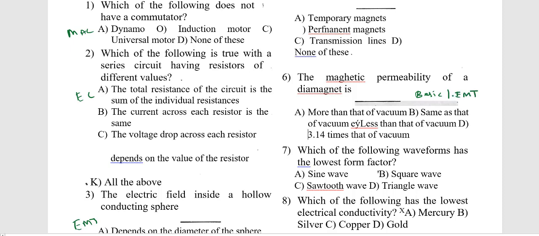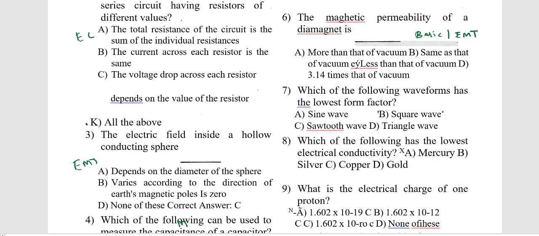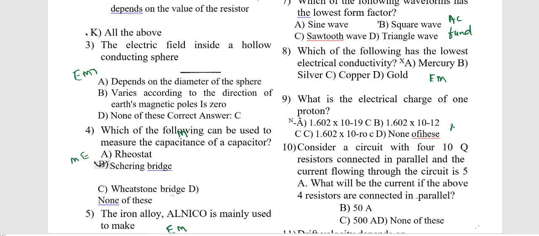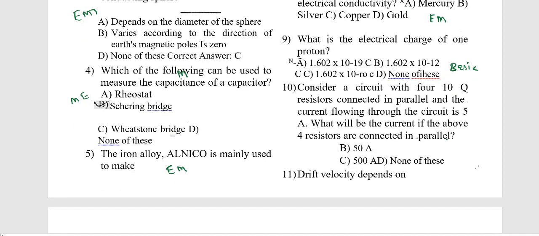Next question directly belongs to fundamentals, AC fundamentals, alternating current fundamentals. Next question, again this belongs to electrical materials. Next, this is also a basic question. We know that electron charge is equal to proton charge, so directly we can give the answer as A. Next, 10th question, again this is electrical circuits or network analysis.